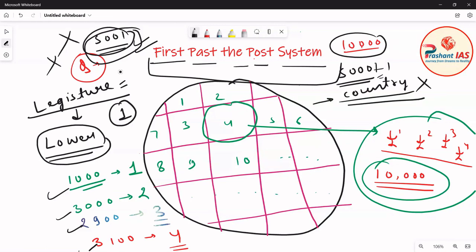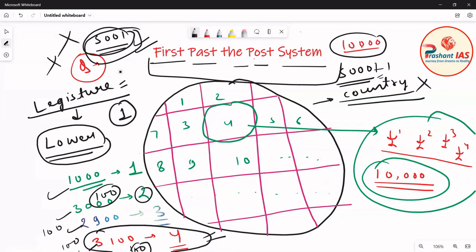For example, in our example, contestant number 4 is the winner. Here you can clearly see that there is only a difference of 100 votes between contestants number 3, 2 and 4. Contestant number 2 is ahead of contestant number 3 by 100 votes only, and contestant number 4 is ahead of contestant number 2 by 100 votes only. But even if he gets 1 vote extra, he will win.